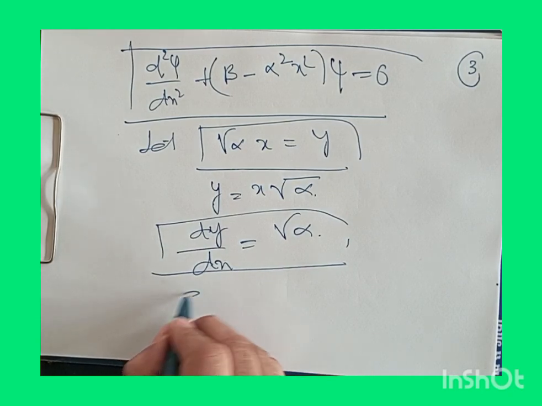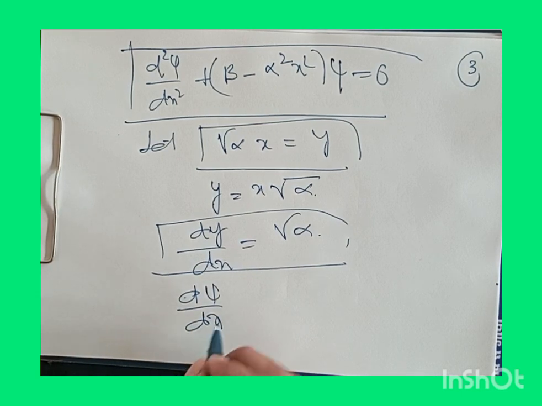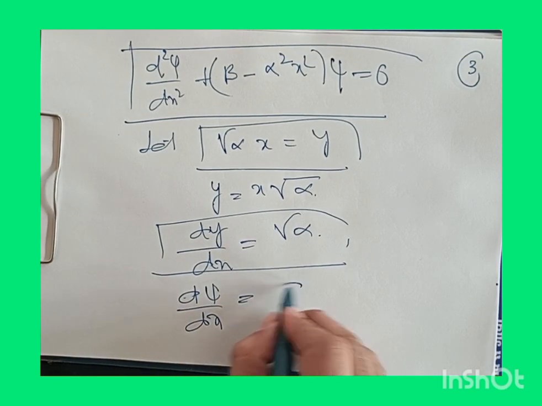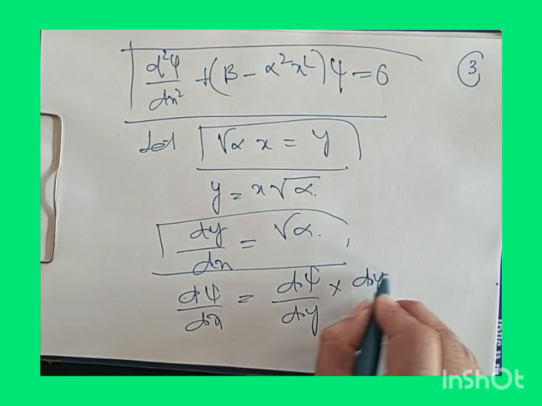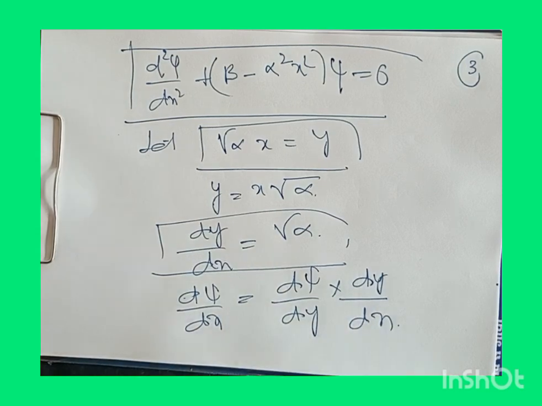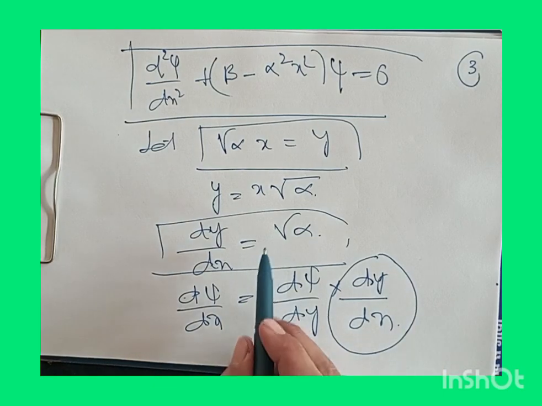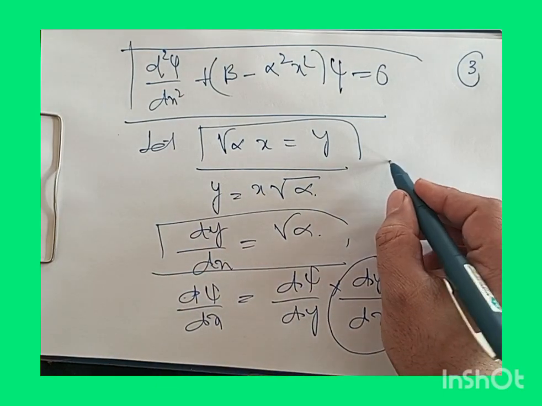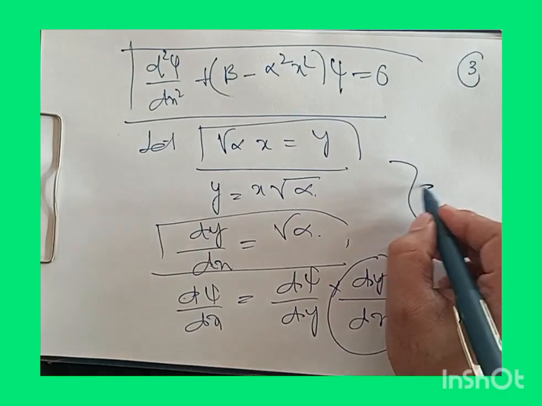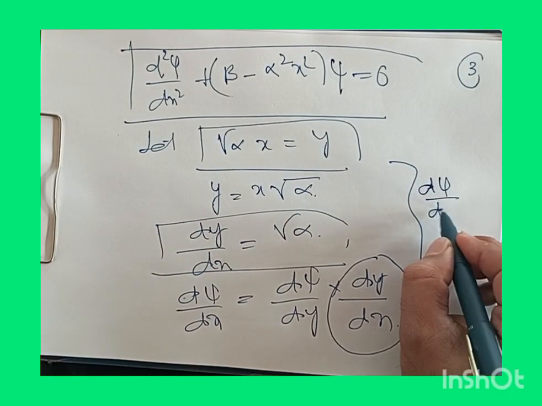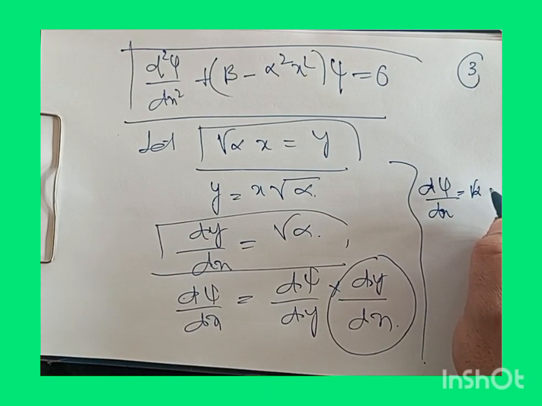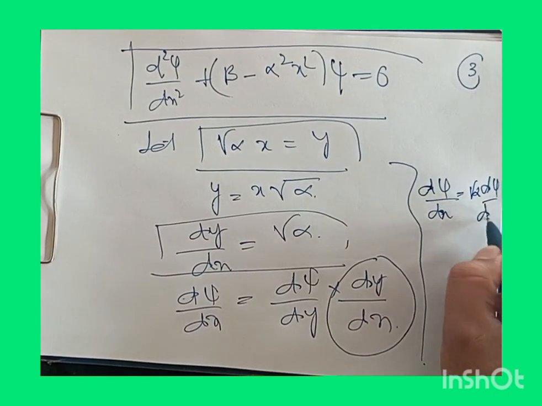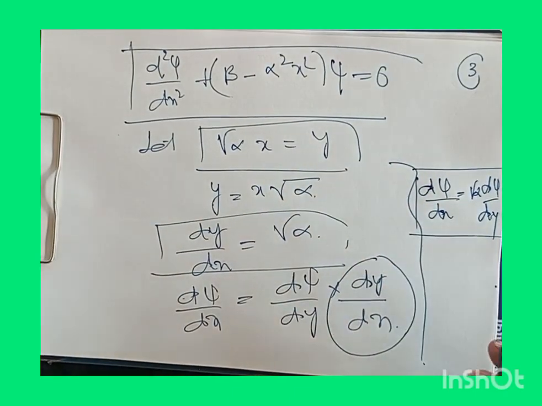And if I write down d psi by dx, I can write this d psi by dx as d psi by dy times dy by dx. There should be no problem with it. So for this dy by dx, I can use under root alpha. So what I will come up with is that d psi by dx will be under root of alpha d psi by dy. This should be the case.